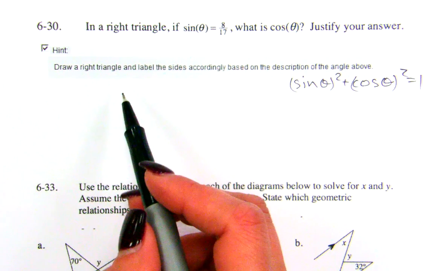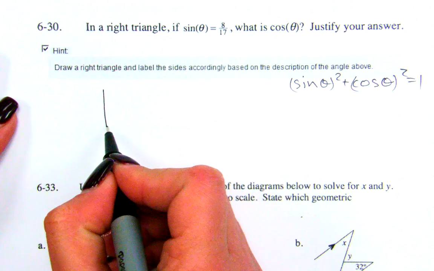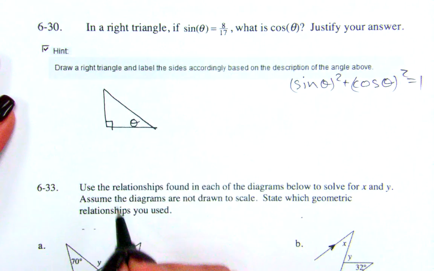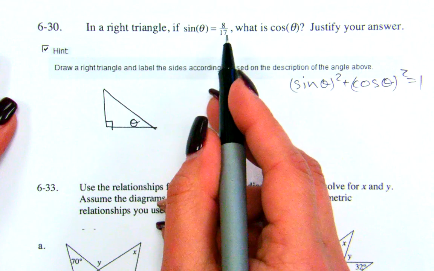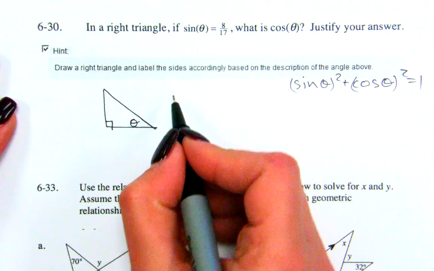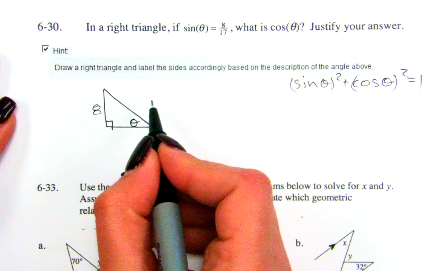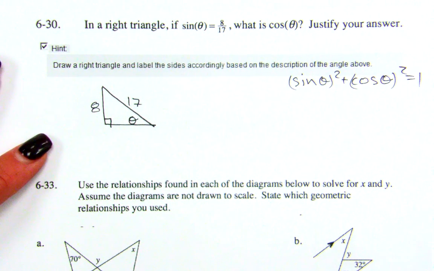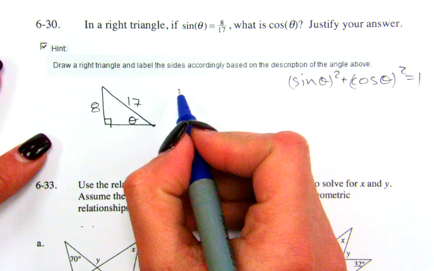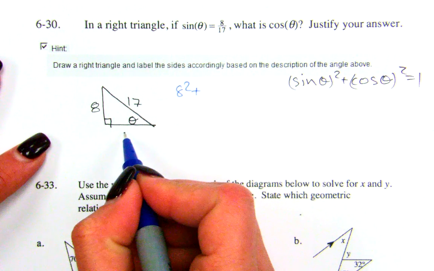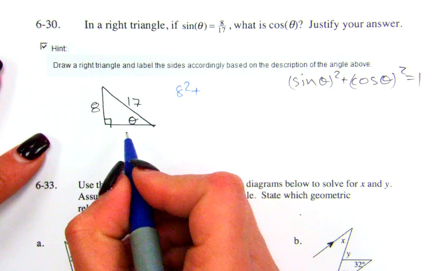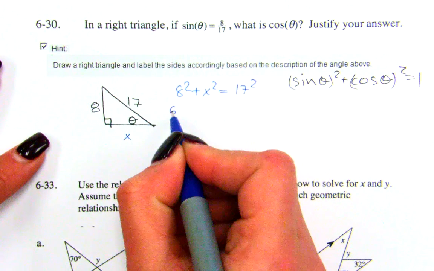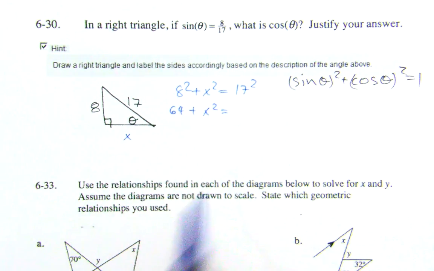But since the hint says draw a right triangle, we're just going to take the hint because I want to save on time here. So here's your right triangle. Here's theta, and it says 8 over 17. So we have opposite is 8 and hypotenuse is 17, and that should be enough to go on. You can then set up 8 squared plus, we'll call this x, x squared is equal to 17 squared.